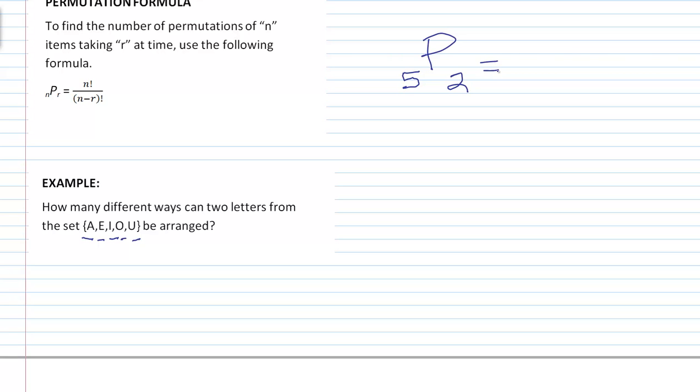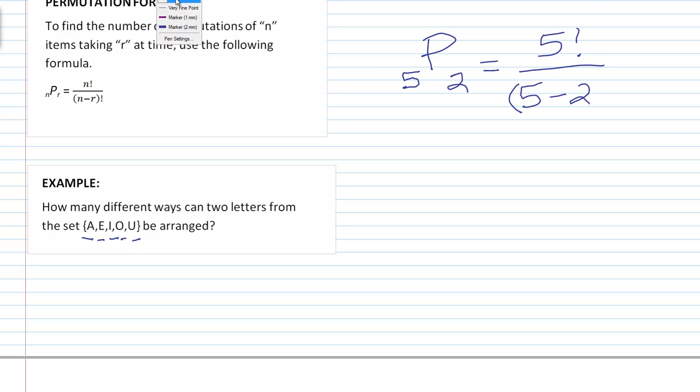According to the formula, this will be 5 factorial over 5 minus 2 factorial. So in the numerator, the total number of objects you have. In the denominator, the difference of those objects factorial. Now I'm going to show you a shortcut for doing this, but let's go ahead and work this out.